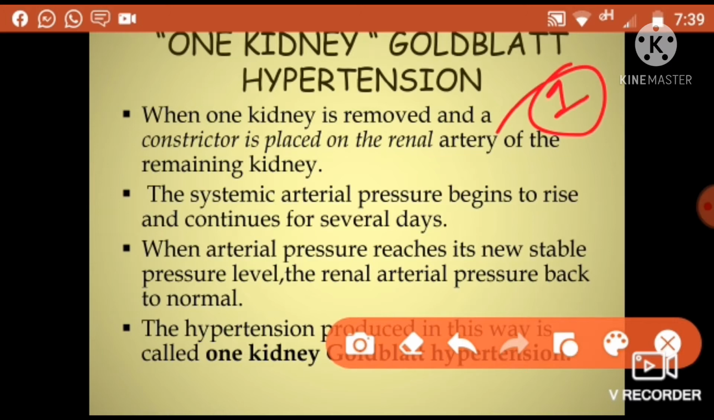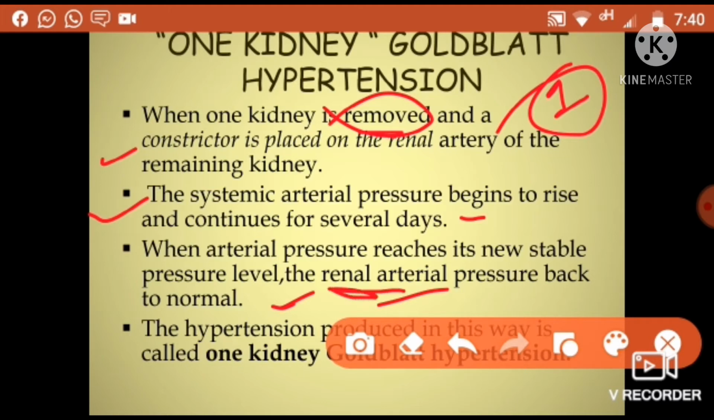When one kidney is removed and a constrictor is placed on the renal artery of the remaining kidney, the constrictor constricts the passage through which the blood is entering into the kidney. When we constrict this, blood pressure automatically increases. The systemic arterial pressure begins to rise and continues for several days after the removal of one kidney. When our arterial pressure reaches its new stable pressure level, the renal arterial pressure goes back to normal. This condition is only for the first several days after the removal of one kidney, but it will normalize gradually as time passes. A new stable pressure level will be obtained. So the renal artery pressure goes back to normal.